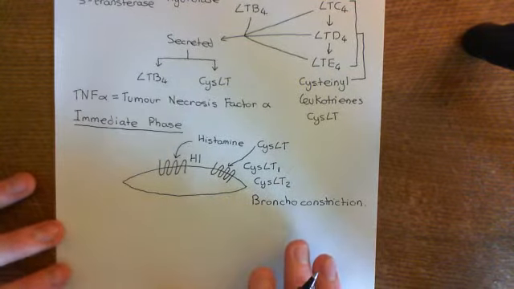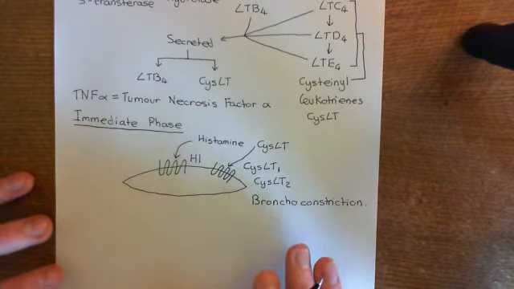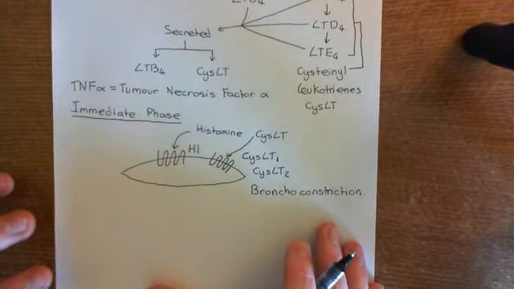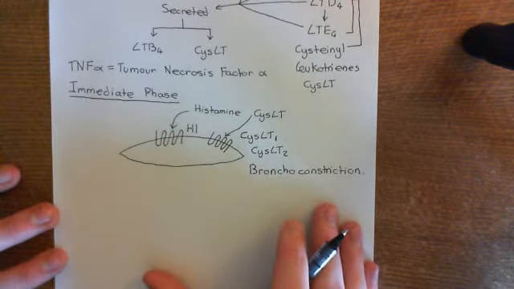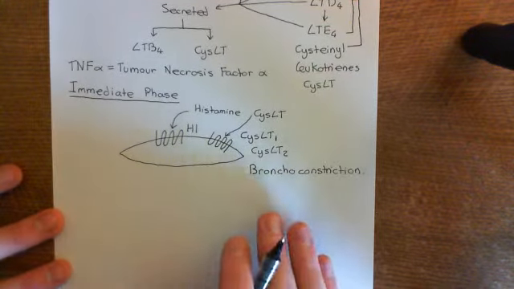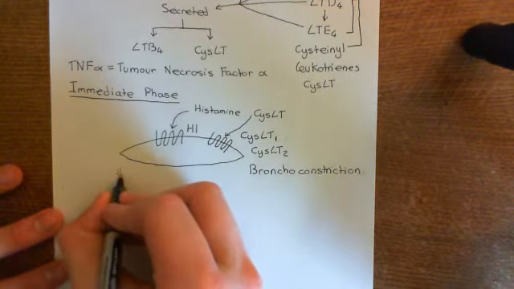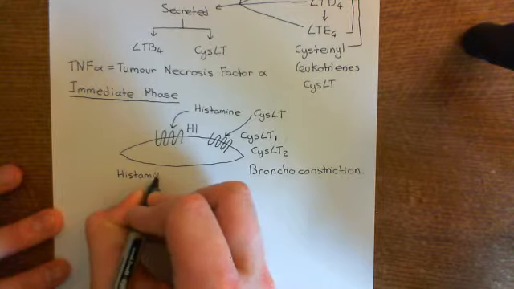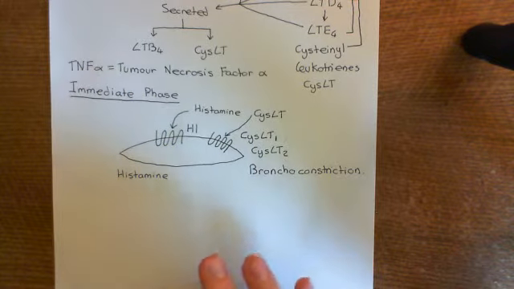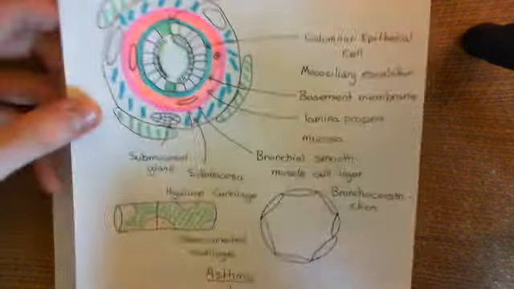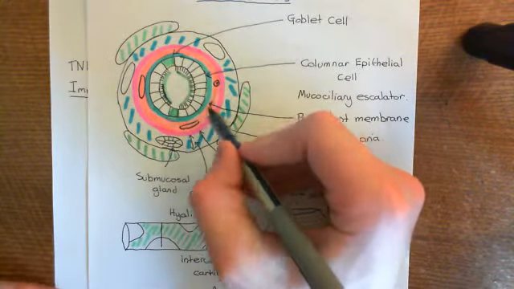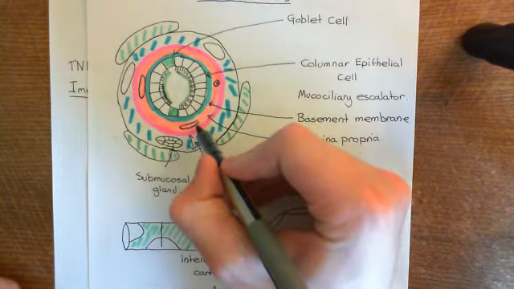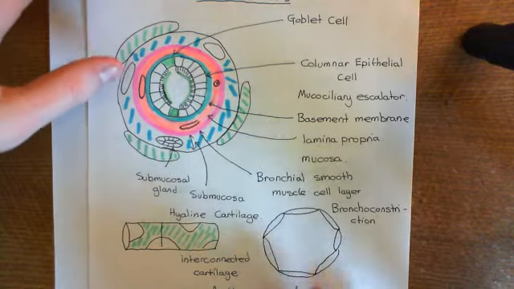Okay, but it's not the only thing that leads to obstruction of the airways. There is another thing that is going to make matters worse, basically. Okay, so in addition to this, what histamine does is it's going to act on the blood vessels which are within the lamina propria. Okay, so remember, in the lamina propria we have these mast cells, but we also have these blood vessels. So the histamine is going to act on the endothelial cells of these blood vessels.